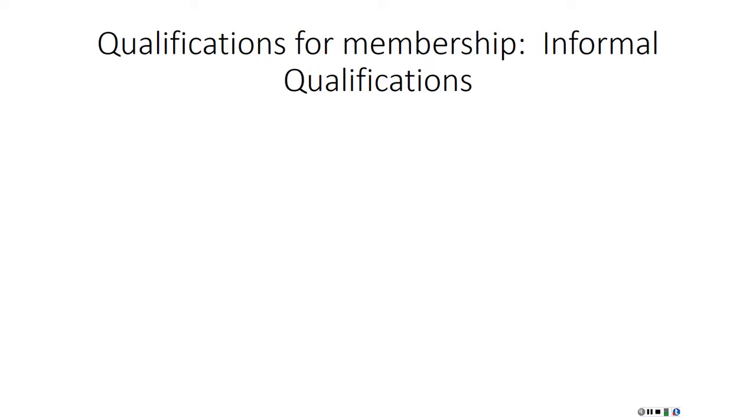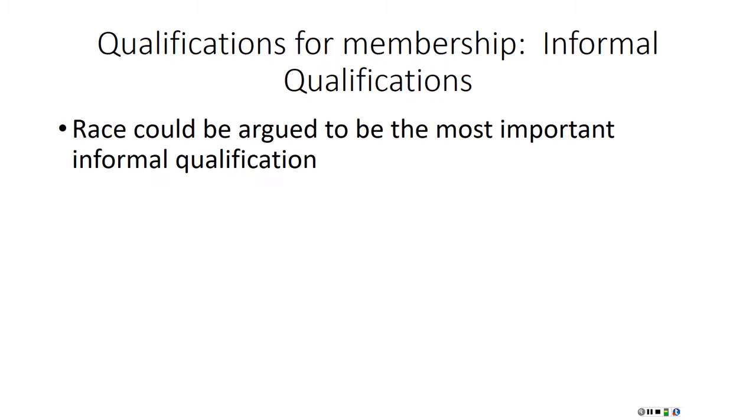If we have formal qualifications, these are qualifications that must be met. We find these in the Constitution. Well, if we have formal qualifications, we're also going to have informal qualifications. Where are we going to find these? Nowhere. We just know that they exist. We know that these are the things that help you get elected. Race can be argued to be the most important informal qualification.